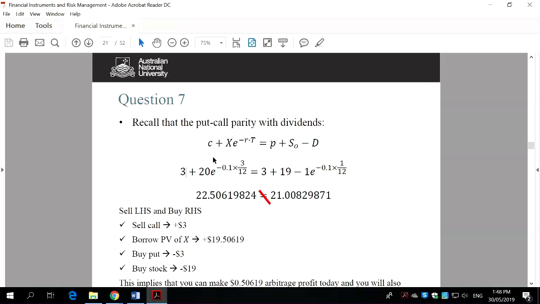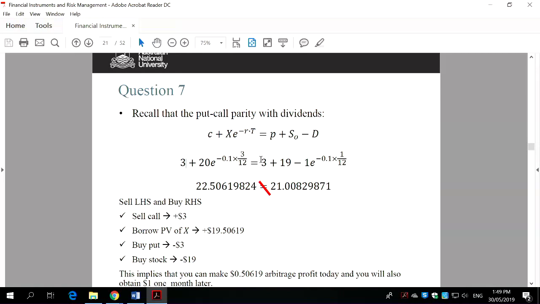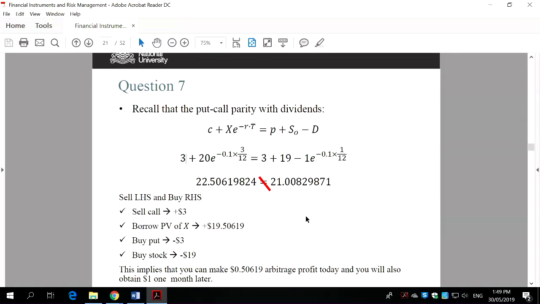So basically, we were told the call option is selling for $3. Strike price is 20, so this is the present value of the strike. And the put option is also selling for $3. So the current share price is 19, so 19 minus the present value of the dividends. So you realize the left-hand side does not equal the right-hand side. Right? So you work out the left-hand side is higher than the right-hand side. So how can we set up an arbitrage strategy today to exploit the price difference?